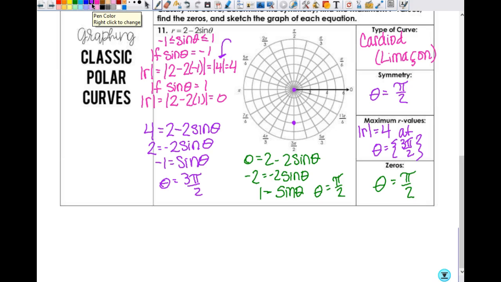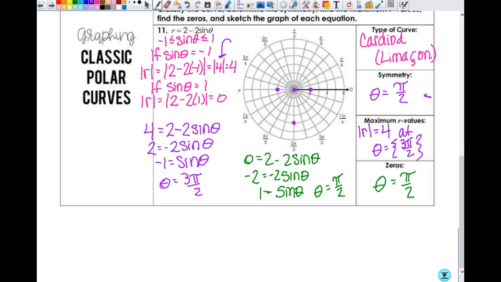As we go around here, I want some other points. 0 is a really easy one to start with. So we'll start by using 0 as my angle. If I substitute 0 in here, the sine of 0 is 0. So that means I get 2 minus 0, which is just 2. So at 0, I have a radius of 2. This symmetry right here allows me to plot another point because I have to be 2 away on the other side as well, right?